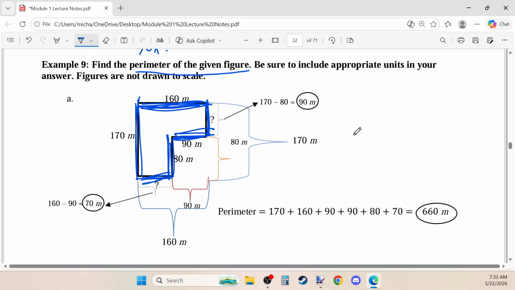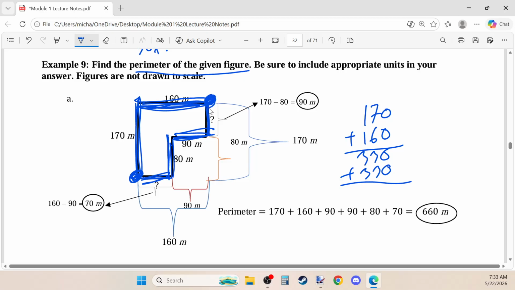So we have 170 plus 160 is 330. That's to go from here to here. And then we need another 330 to go the other side, which is the same as what they did here.